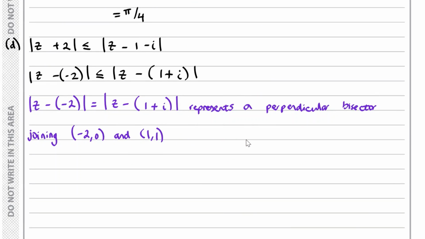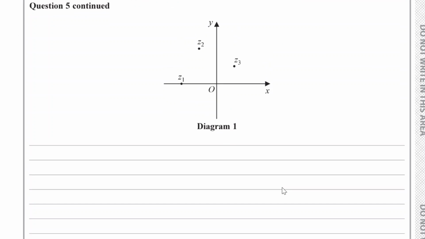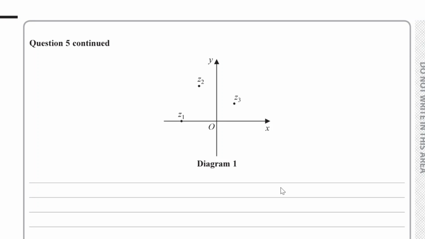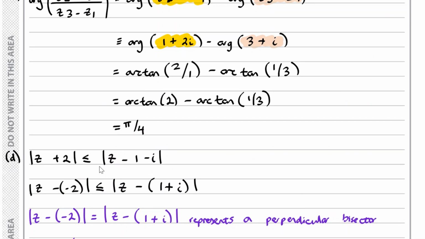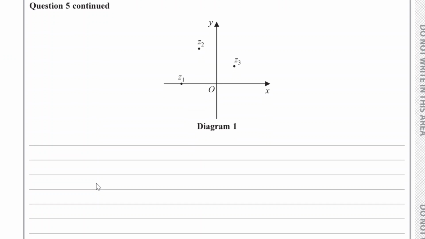So essentially what I'm saying is, by inspection, the perpendicular bisector passes through z2. Okay, so if I show that, and remember we've got a weak inequality, so we have to show with a solid line, we've got the following.